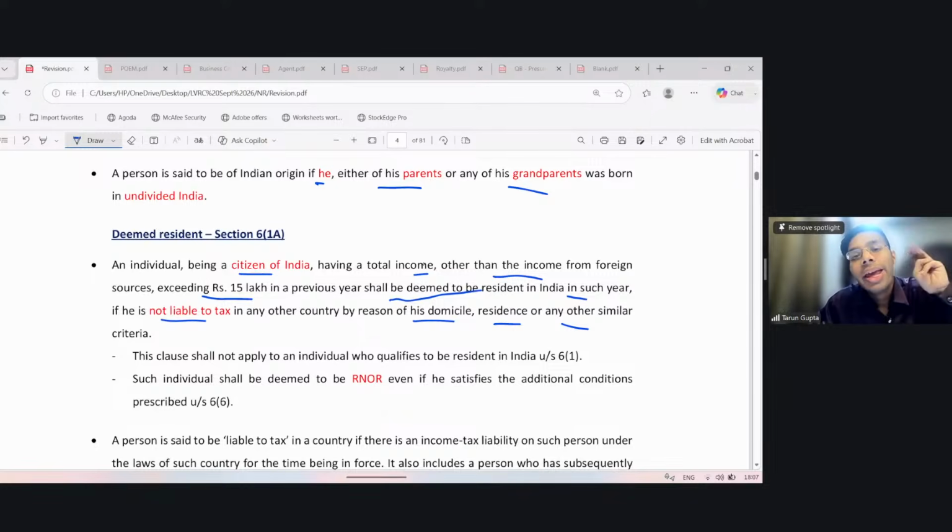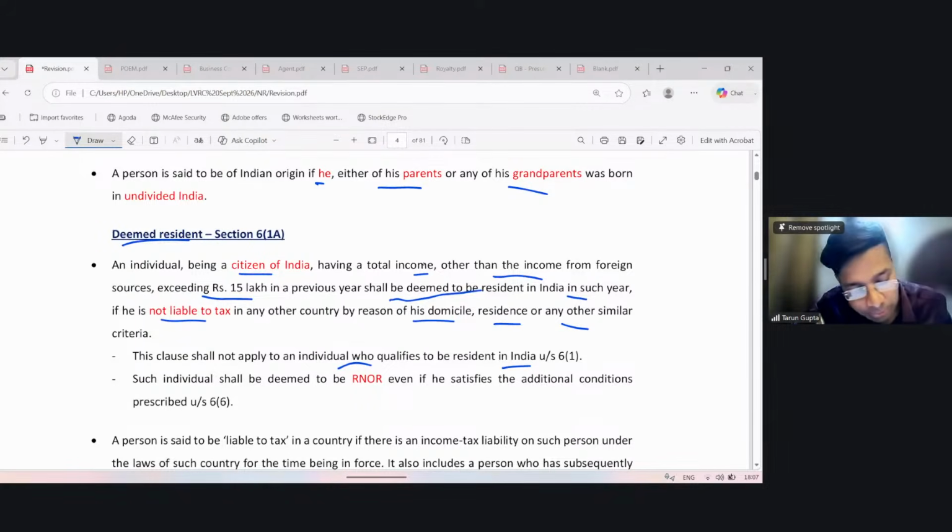Even if, mind it, even if his stay in India during the relevant previous year is nil. So deemed residency may arise even if the stay in India of the person is zero, still such person may become a deemed resident. However, the provision of deemed residence shall not apply to an individual who qualifies to be resident under section 6(1), the basic condition. However, such an individual who is deemed as resident under 6(1A) shall be deemed to be RNOR. He shall always be deemed to be RNOR, even if he satisfies the additional conditions prescribed under section 6. Right?